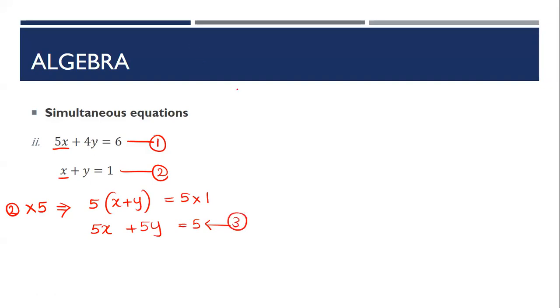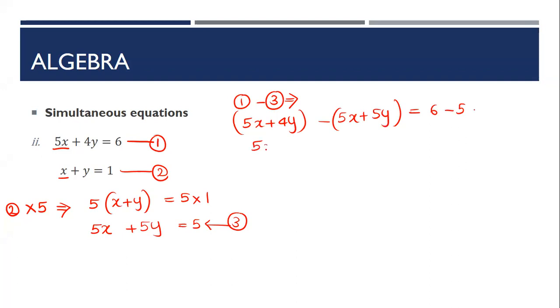From the first equation, I subtract the third equation. So left hand side, 5x plus 4y, minus 5x plus 5y, is equal to 6 minus 5. So here 5x minus 5x is cutting. 4y minus 5y is minus y, and 6 minus 5 is 1. So y is minus 1.